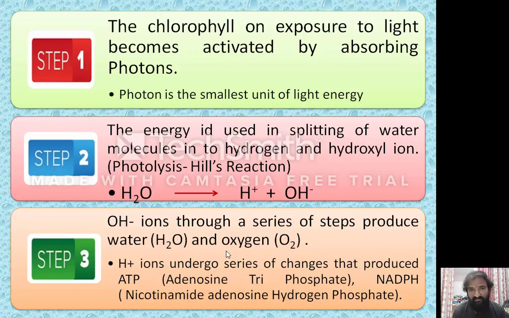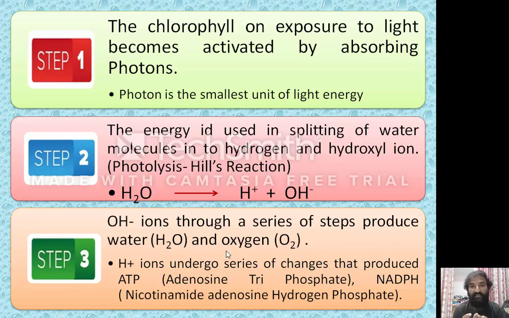There are three steps. The first one: there are many photosystems on the surface of the thylakoid membrane. Each photosystem is made up of many photosynthetic pigments, such as chlorophyll A, chlorophyll B, xanthophylls, carotenes, etc. All these photosynthetic pigments are exposed to the light. When exposed to the light, they become activated, which means the chlorophyll becomes activated.